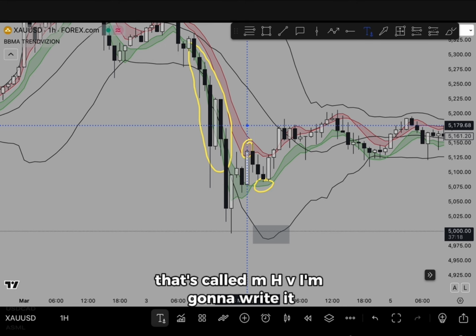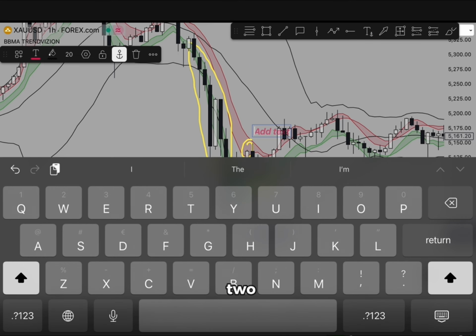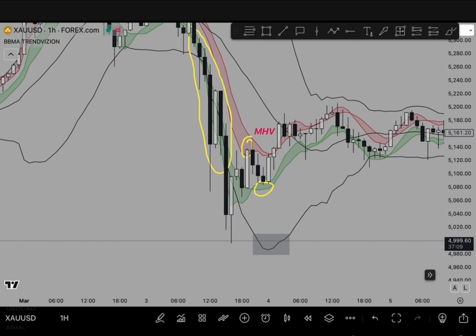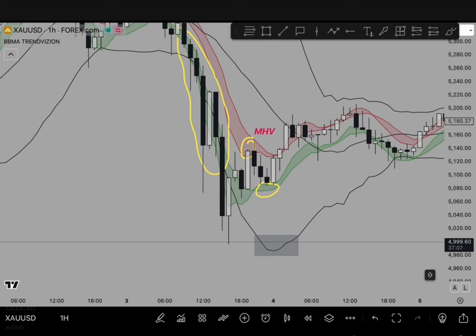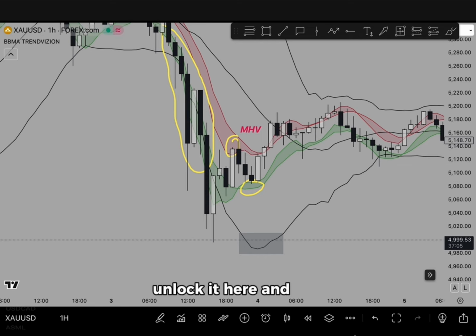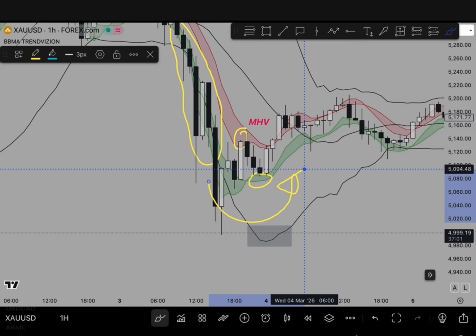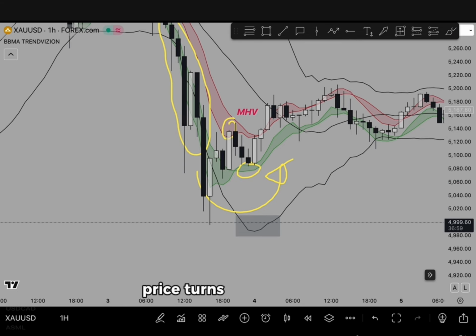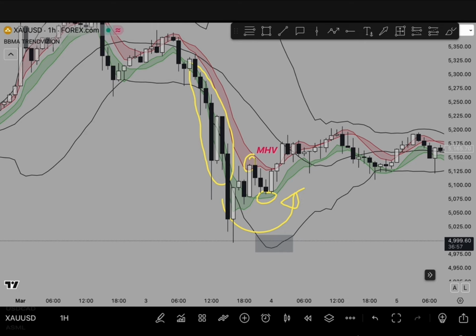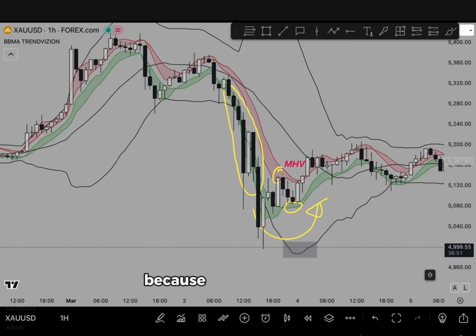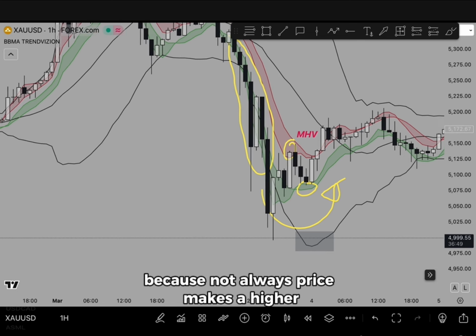I'm going to write it too. Unlock it here, and then price turns upwards again. There are many types of MHV, because price does not always make a higher low and move up again.